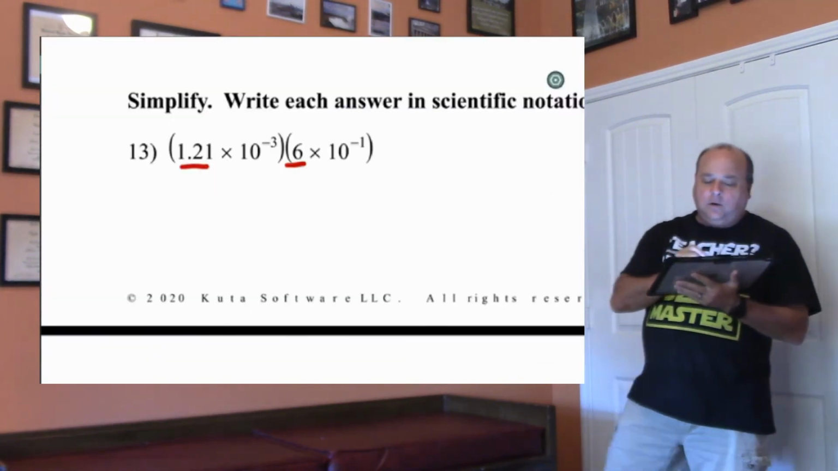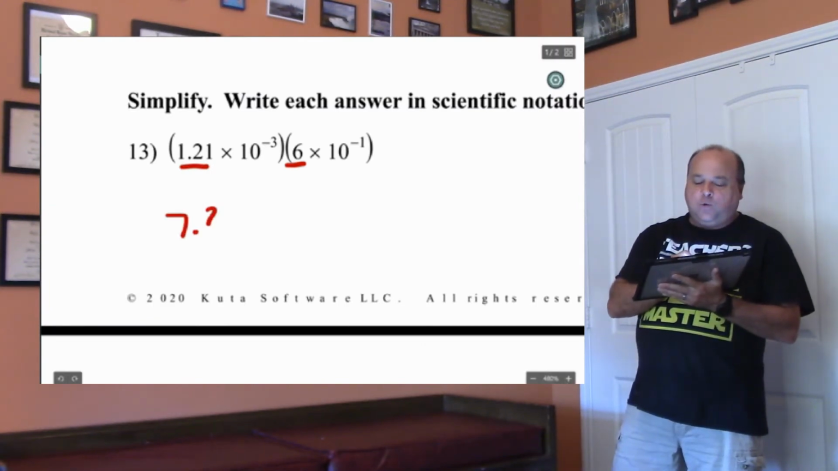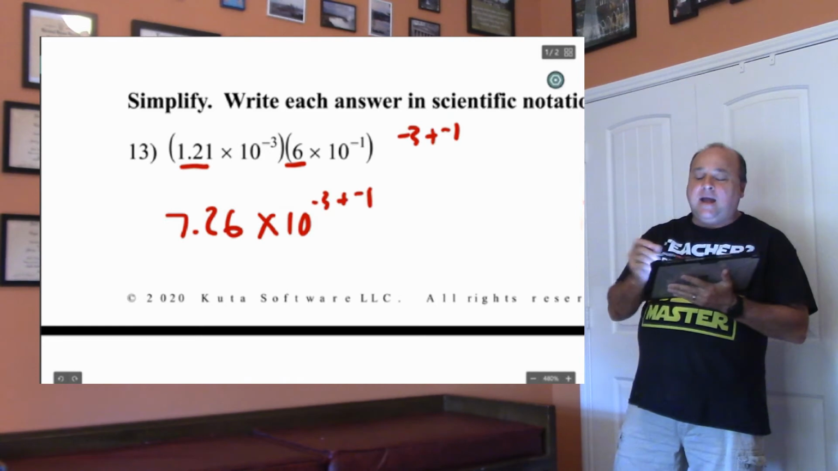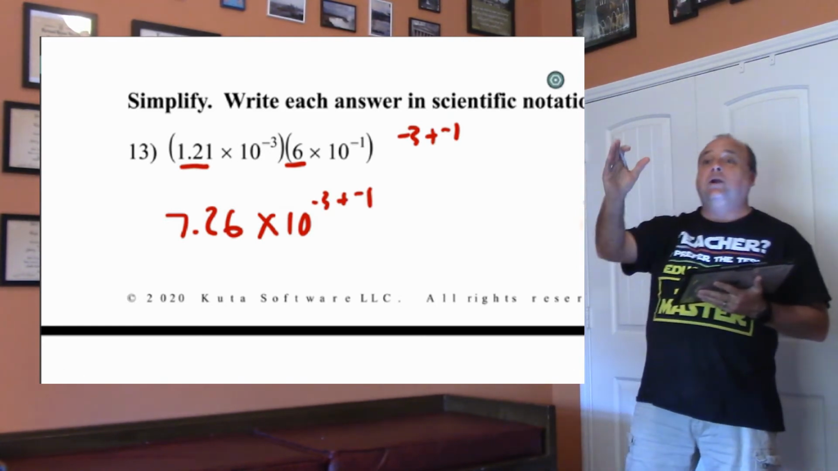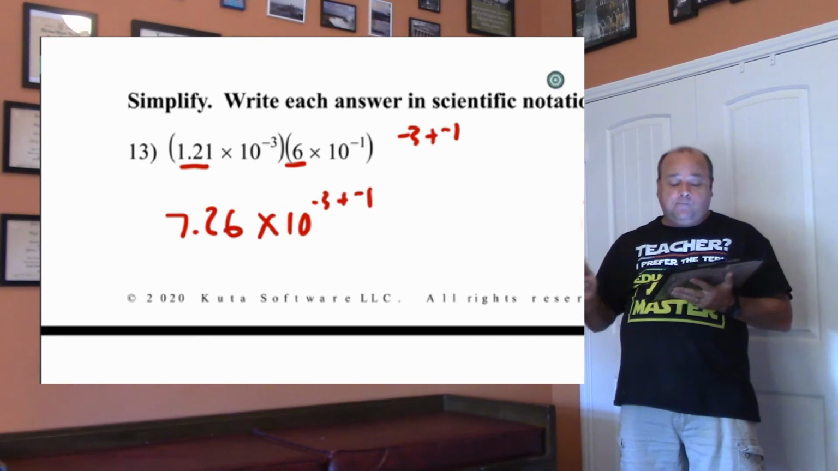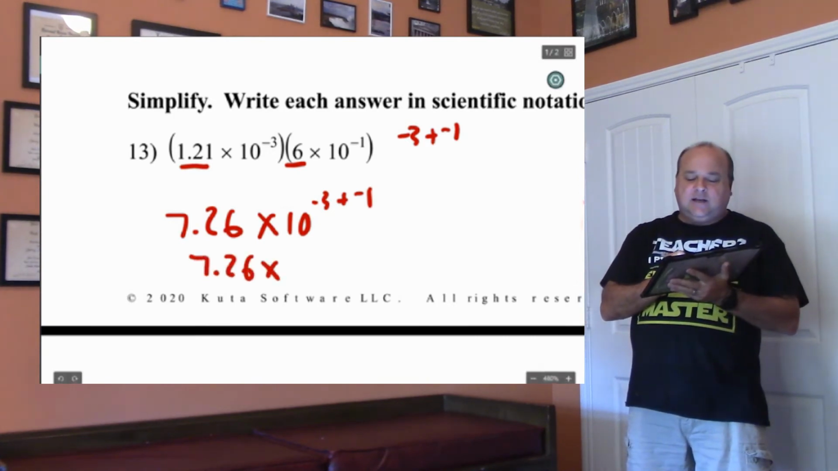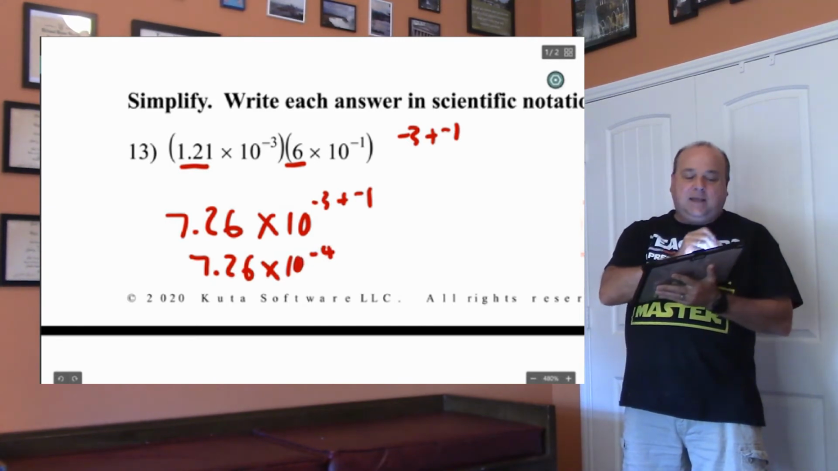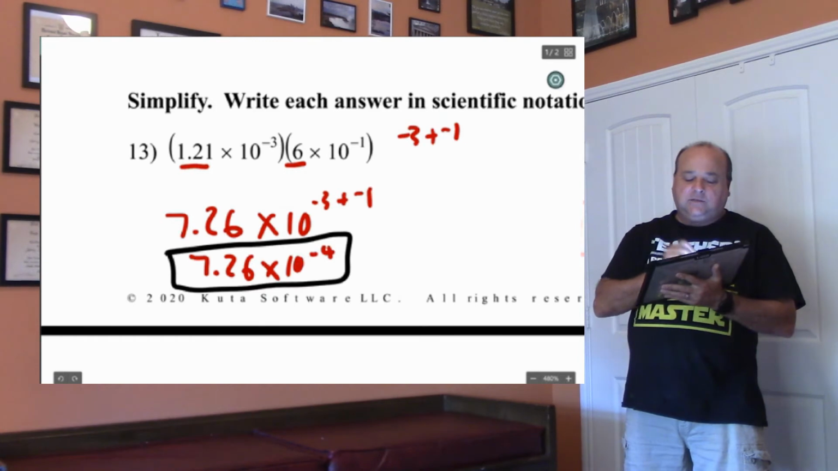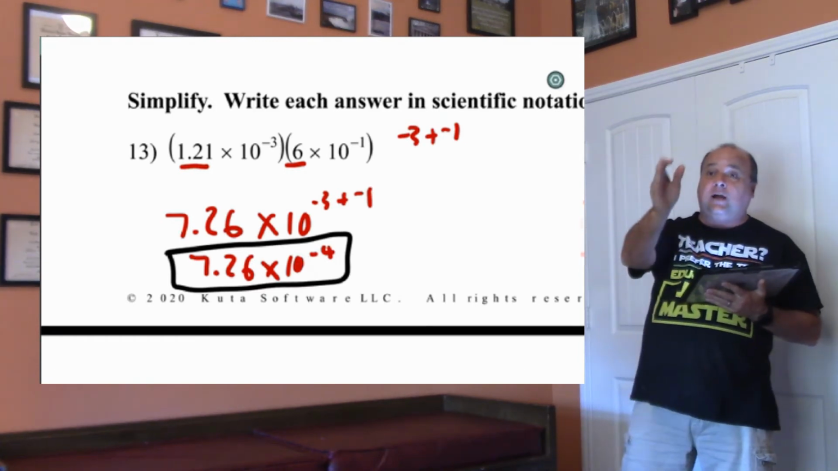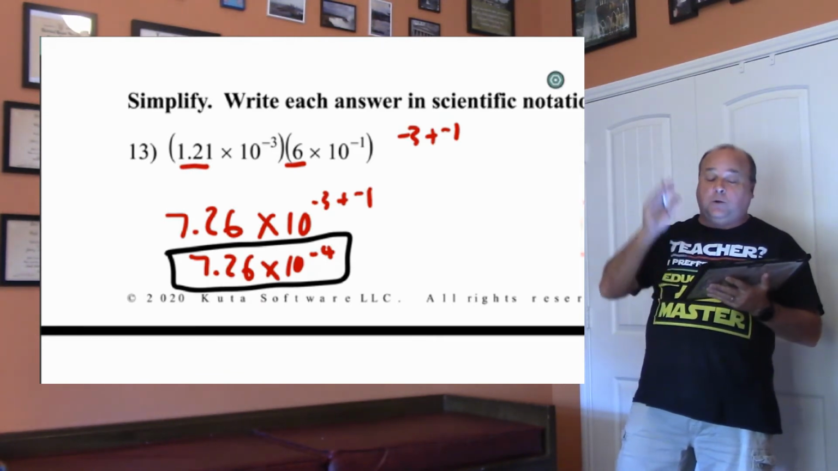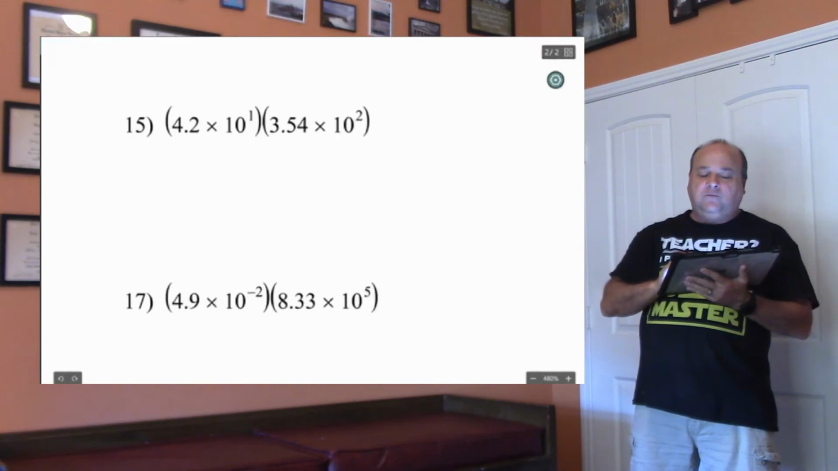So I'm going to go back to here. 1.21 times 6 is 7.26, and then I'm going to put times 10, and then I'm going to do -3 plus a -1. I'm going to add my exponents up because I'm multiplying. If I were dividing, I would subtract the exponents, wouldn't I? So I'm going to get 7.26 times 10 to the -4. Now then, this is the correct answer because the decimal is in the right space. So on these problems, make sure your answer has 1 digit to the left of the decimal. If it doesn't, you got to move that decimal and change the exponent. You'll see that soon. Let's go to 15.